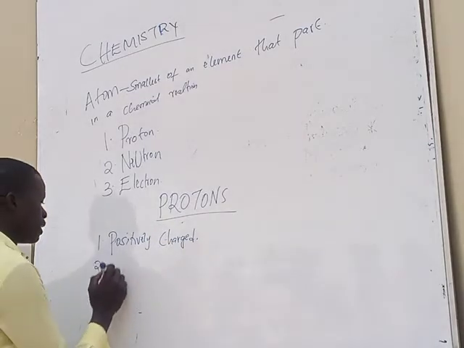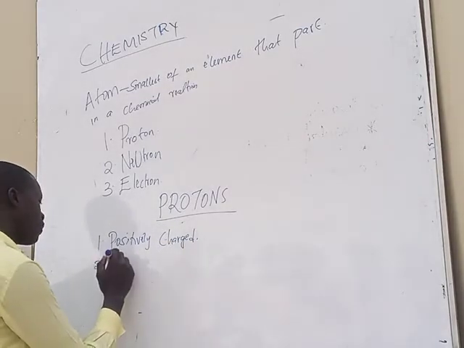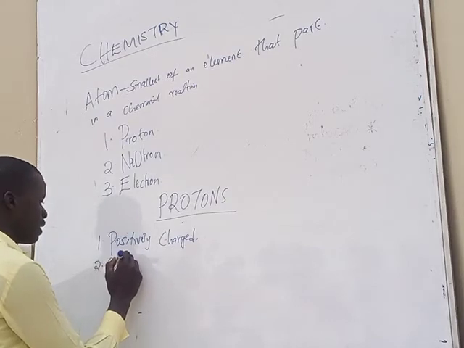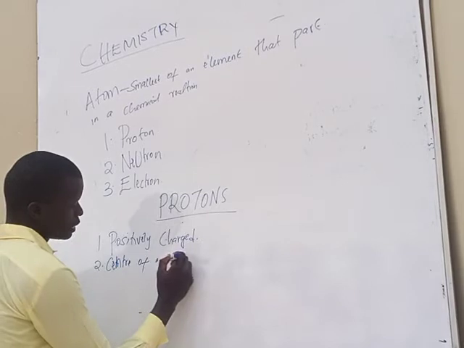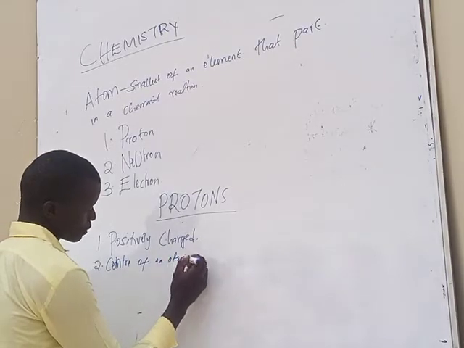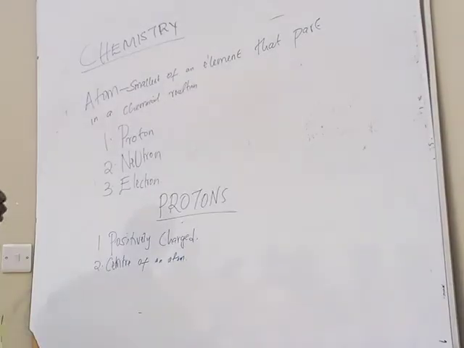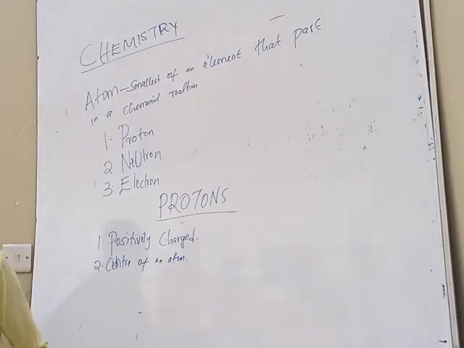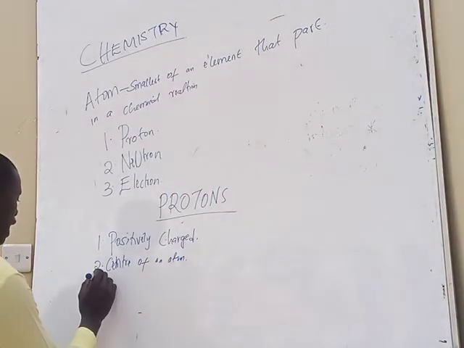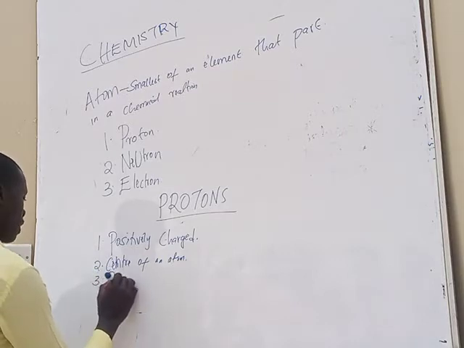Characteristic number two is where they are found. They are found in the center of an atom. So they are located in the center of an atom. Those are protons. Then they have a relative mass of one.